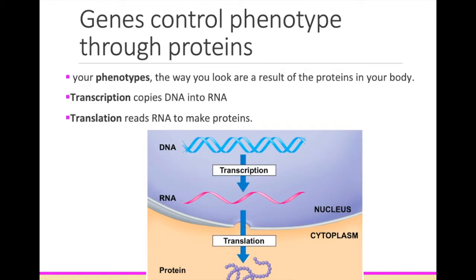So your phenotypes are the way you look, but these all result from the expression of genes in the form of proteins. This process of protein synthesis happens in two main steps. The first step is copying DNA into RNA, which is called transcription. This is taking the genetic code in the nucleus and copying it into a shorter piece of that genetic code called RNA that can leave the nucleus.